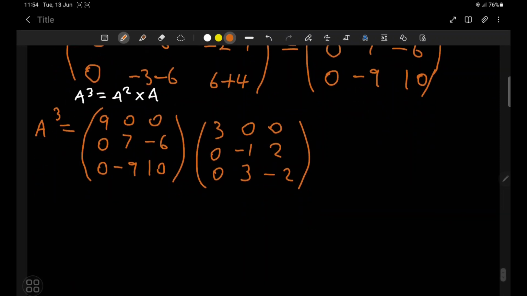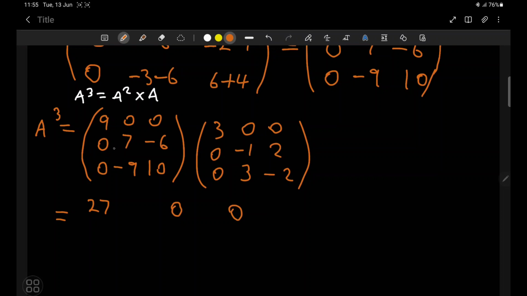So let's multiply. 9 by 3 gives us 27. Then 0 by 0, so these are the zeros, so we just have a 0 here. So the rest are zeros. Then we'll start with the 9 again with this column. So 9 by 0, it's 0. The rest are zeros, so it's 0 here. Then again we'll have 9 with 0, then the rest are zeros, so this is just 0.